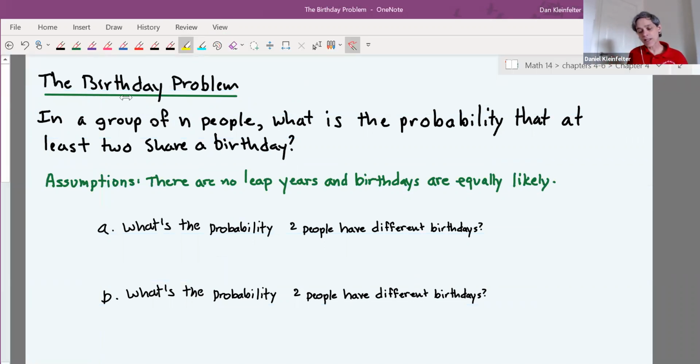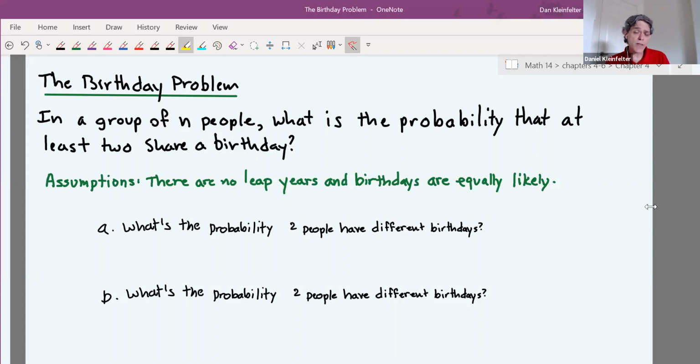So the story goes like this. In a group of n people, such as yourselves, or people in your household or anywhere else, what is the probability that at least 2 would share a birthday? So what if we had 2 people in this class? What is the chance that you have the same birthday as yet another person in this class? What is the probability that at least 2 people share a birthday, or maybe more, which is going to be less likely, but at least 2, some birthday in common?